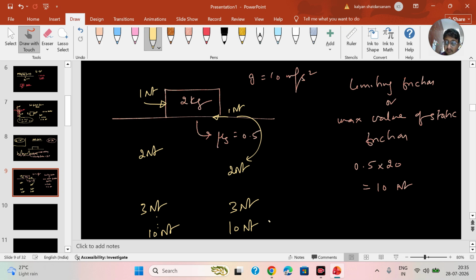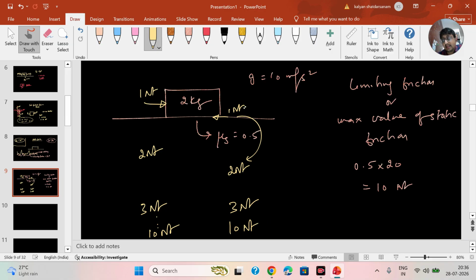Now, if you apply anything more than 10, the bonds will break. Now friction is afraid of you. You already reached 10 newton. Friction says, oh my god, this fellow is way more powerful than me. And the moment you apply 10.01 newton, let us say, the bonds are broken and the block starts moving. Once it starts moving, the type of friction will be kinetic.